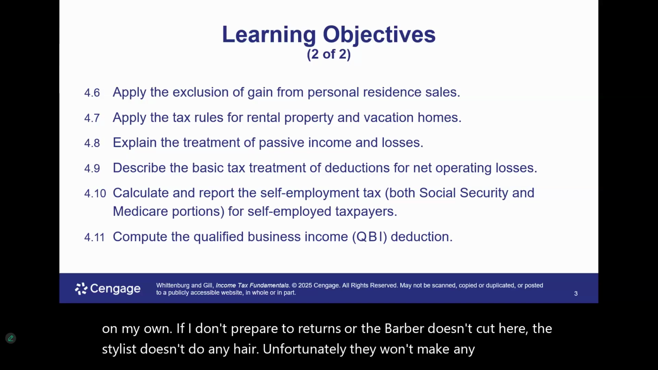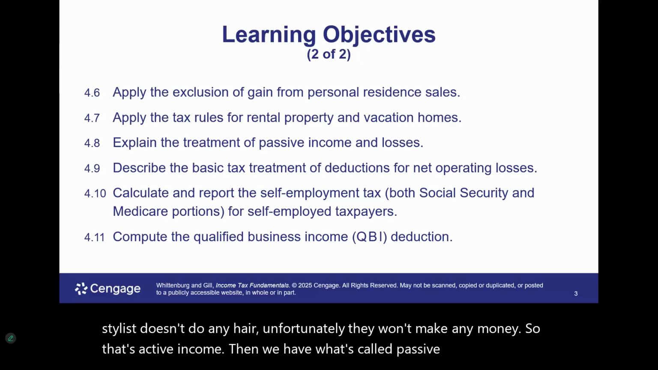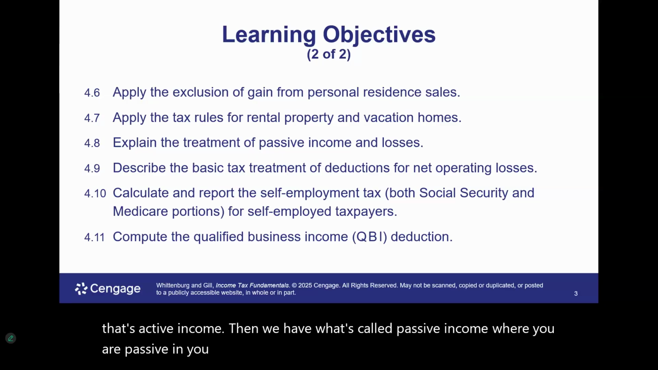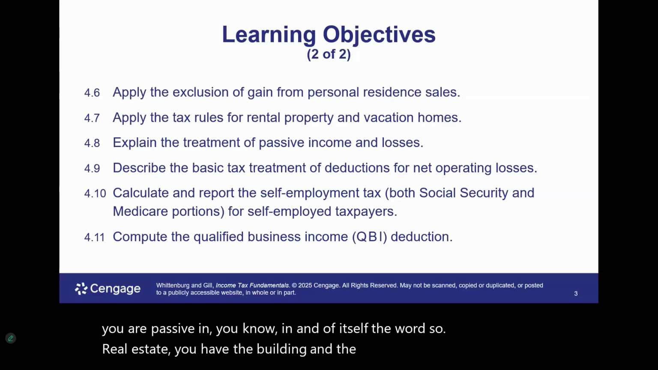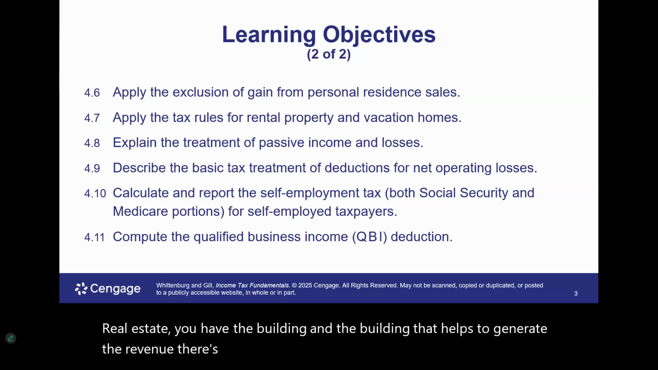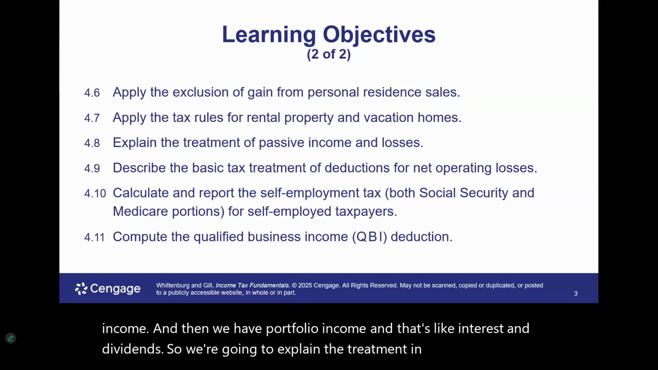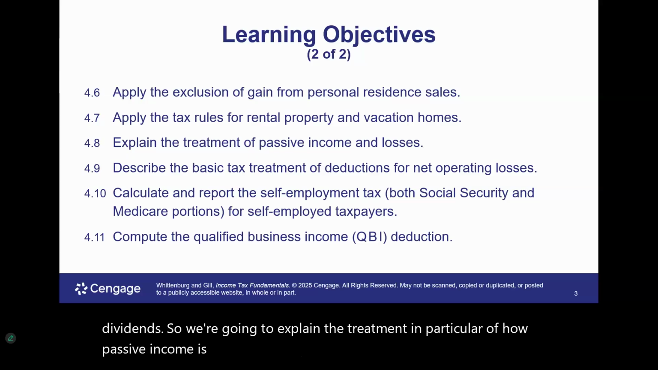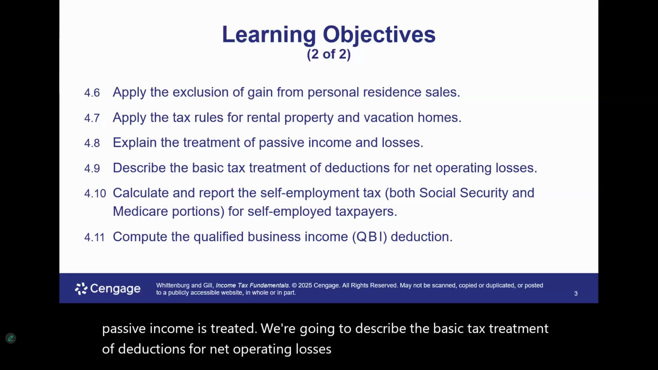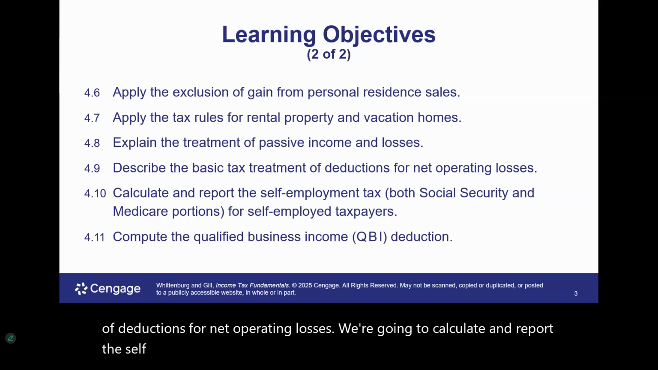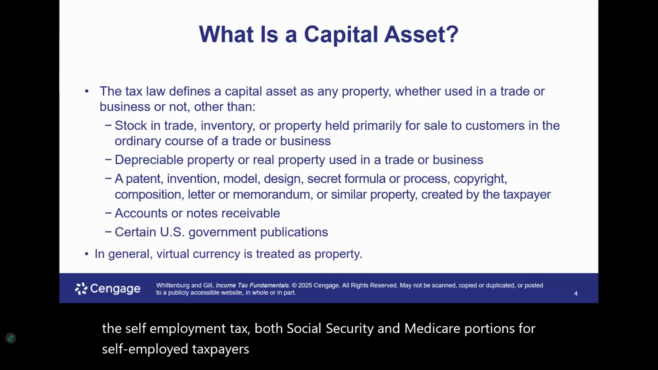So that's active income. Then we have what's called passive income, where you are passive, as the word says. That's like real estate. You have the building, and the building helps to generate the revenue. There's not anything that you actively need to do to earn the income. And then we have portfolio income, and that's like interest and dividends. We're going to explain the treatment of passive income. We're going to describe the basic tax treatment of deductions for net operating losses. We're going to calculate and report the self-employment tax, both Social Security and Medicare portions, for self-employed taxpayers, and we're going to compute the qualified business income deduction.